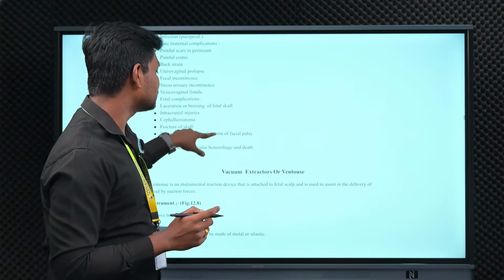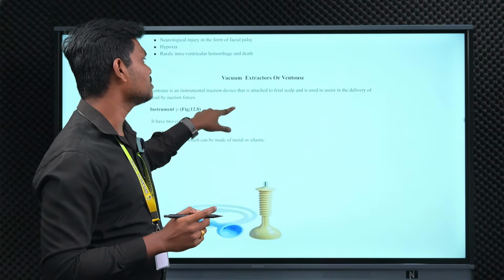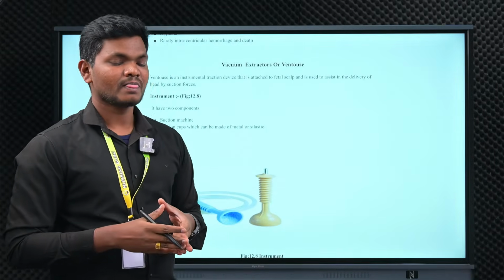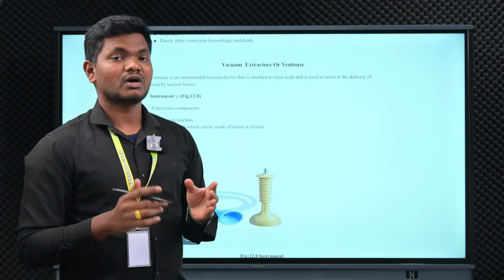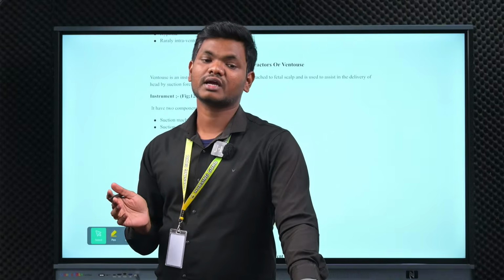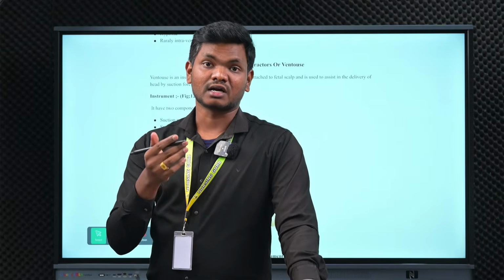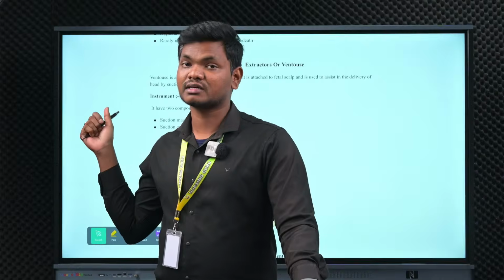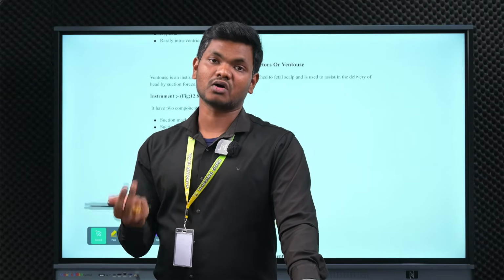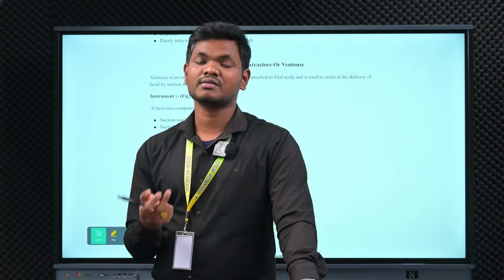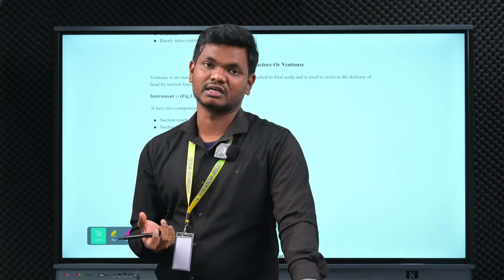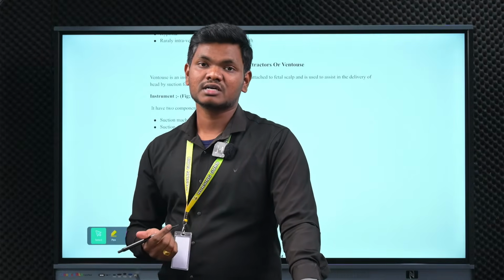So the next one is vacuum extraction, also known as ventouse. So what is vacuum extraction? Make sure that when the mother is going through this procedure, it may be induction. During induction also we can apply forceps to get the delivery. When the second stage takes a long time, we can apply the forceps to take out the baby immediately. The head is delivered, and the remaining body will be delivered spontaneously.